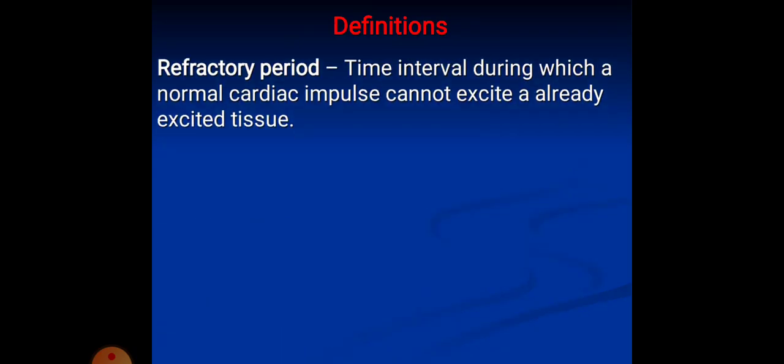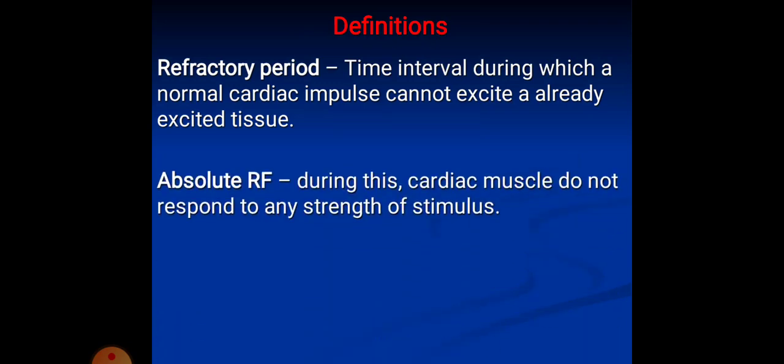First we see some definitions. Refractory period is the time interval during which a normal cardiac impulse cannot excite an already excited tissue. Meaning the heart is already running. So if the heart is in the refractory period, any stimulus I apply to the heart is not going to produce any response, but that is in the absolute refractory period. In the relative refractory period, if I apply a suprathreshold or stronger stimulus than normal, the heart will show some response.